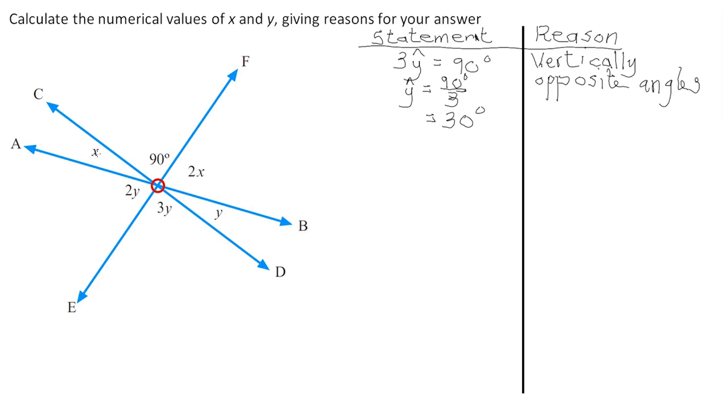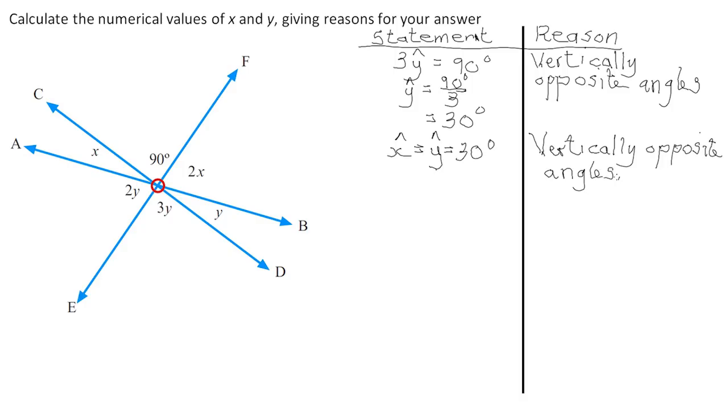Obviously, once we got y, then x is equal to y. Angle x is equal, and that is also equal to 30 degrees. Why? Because that is vertically opposite angles. Now we have solved angle x as well as angle y.